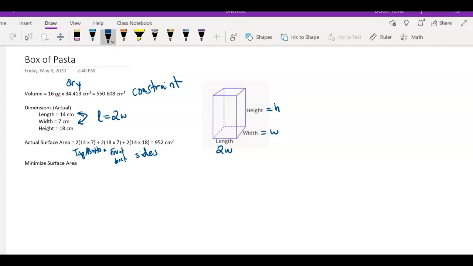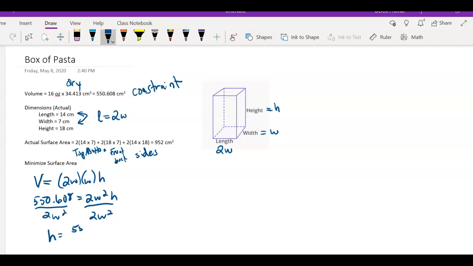So the constraint is the volume. Well, the volume of the box is going to be its length times its width times its height. So that's our constraint equation. I want to solve it for H. So I now have that H is equal to 550.608 divided by 2W squared. I'm not going to simplify that. I'm going to leave it alone.